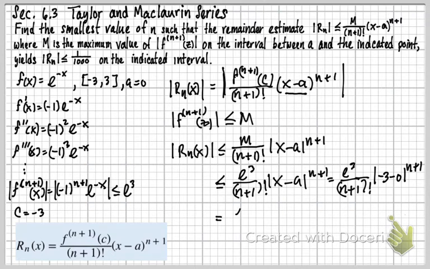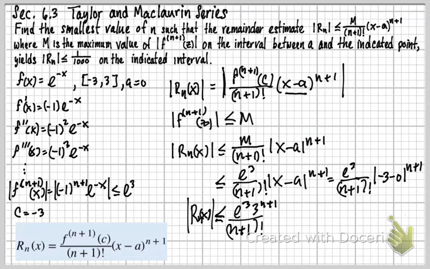Okay, now I'm going to just simplify this and put everything together here. So then this is going to be e to the 3 over n plus 1 factorial. And then this is just going to be 3 to the n plus 1. Now remember what this is. This simply means that this is less than or equal to my Rn of x. So that's my bound for my Rn of x.